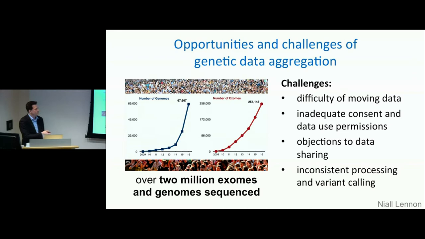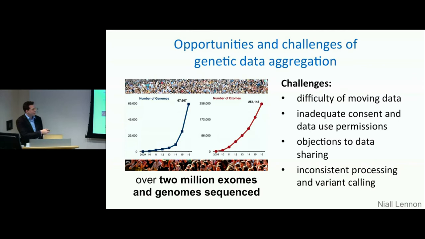There are objections to data sharing. Of these 2 million exomes and genomes, a substantial number have been generated in industry settings, often by pharmaceutical companies like Regeneron or Amgen. Those companies obviously regard that information as commercially valuable, so they're not interested in giving that away to academic collaborators. You'll be shocked to learn that there are even some academics who are not fully on board with the idea of open and rapid data sharing. And so getting access to these data can be hard.